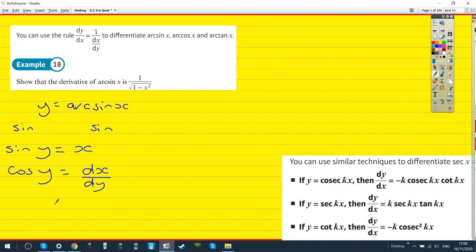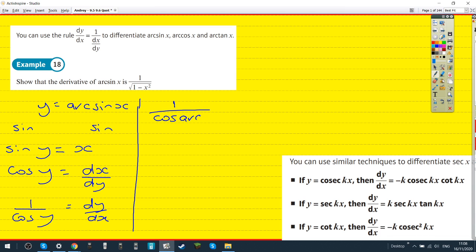And then do I need to do 1 over cos y? And then dy dx is 1 over cos y. What is y? Arc sin x. So is that 1 over cos arc sine x? That feels wrong. That step, is there some trick? There's probably some trick, like we need to square both sides.